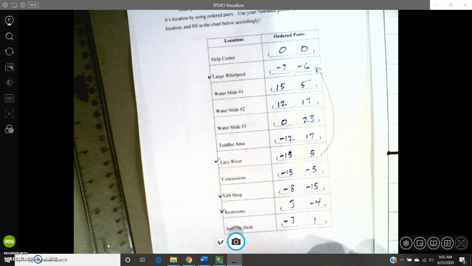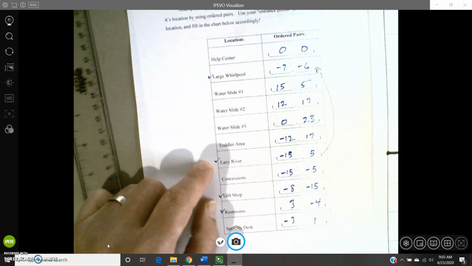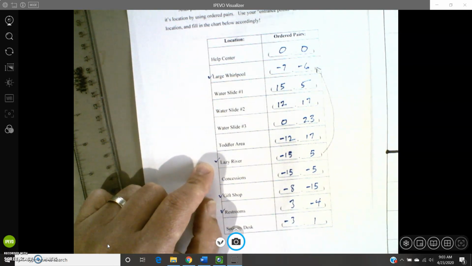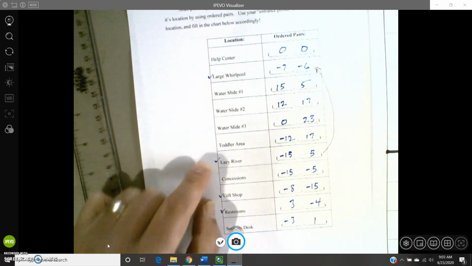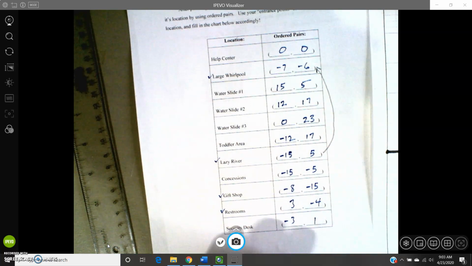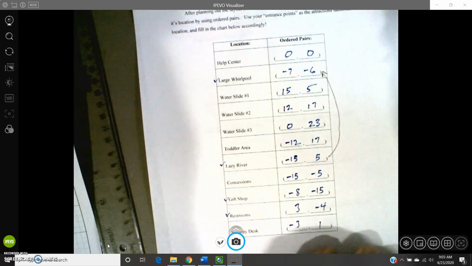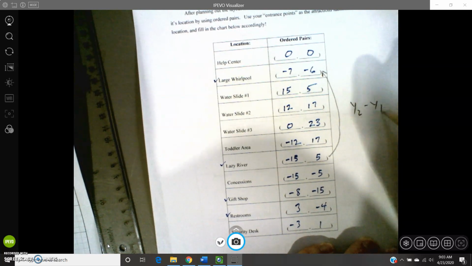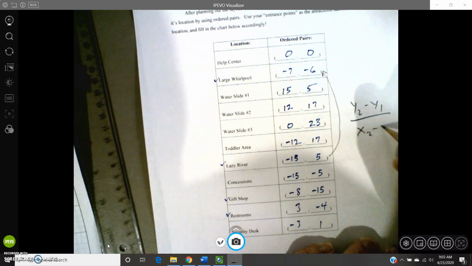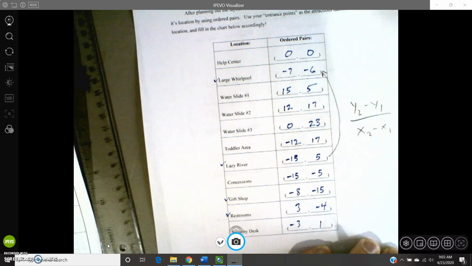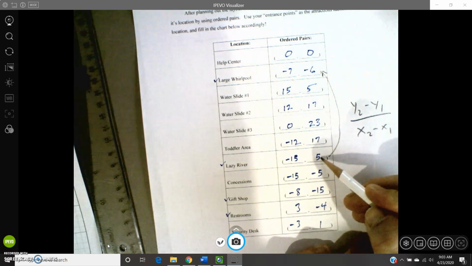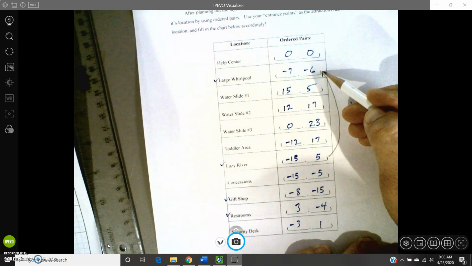So my large whirlpool is at -7, -6. That looks good to me. My lazy river is at -15, 5, 10, 15, and then +5. So those are the correct points. And now I'm going to use the slope formula, which is y2 minus y1 over x2 minus x1. Okay, so I'm going to go 5 minus -6.